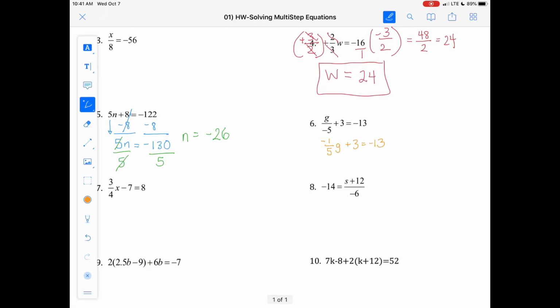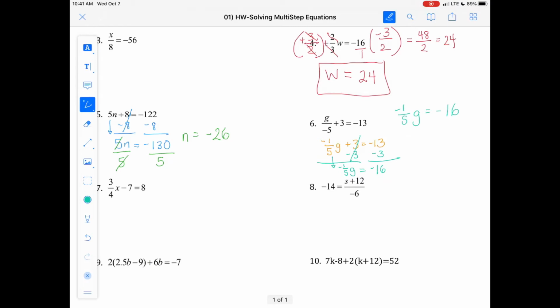And now I'm going to do the same procedures that I did in 5. I want to get rid of anything that's being added or subtracted to my variable. So step 1, we want to get rid of that plus 3. And so on both sides of the equation, we are subtracting 3. So this comes on down, gives us negative 1/5 g on the left side, and negative 13 minus 3 gives us negative 16. I'm going to rewrite that up here.